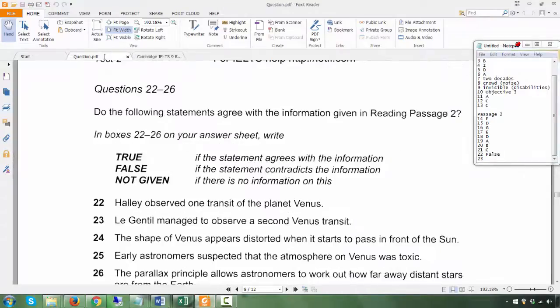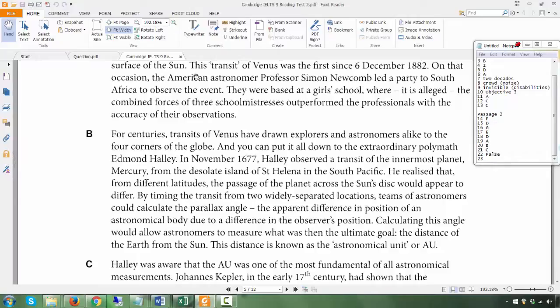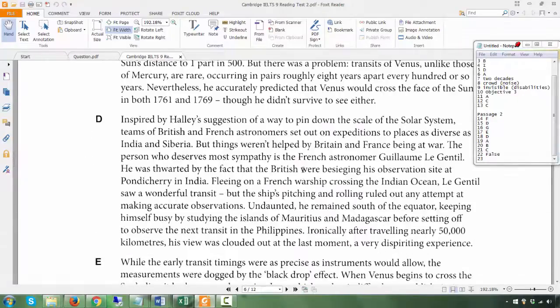Next question. Le Gentil managed to observe a second Venus transit. Let's go to D. So here it talks about this guy. He saw a wonderful transit, but of course he could not make any accurate observations. After that, he remained south of the equator, keeping himself busy by studying the islands of Mauritius and Madagascar before setting off to observe the next transit in the Philippines. Ironically, after traveling nearly 50,000 kilometers, his view was clouded. So if his view was clouded, did he manage to do so? No, that is false.